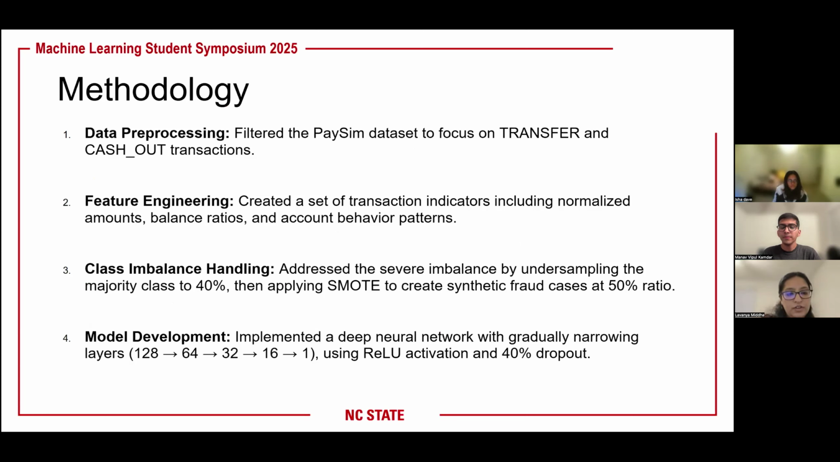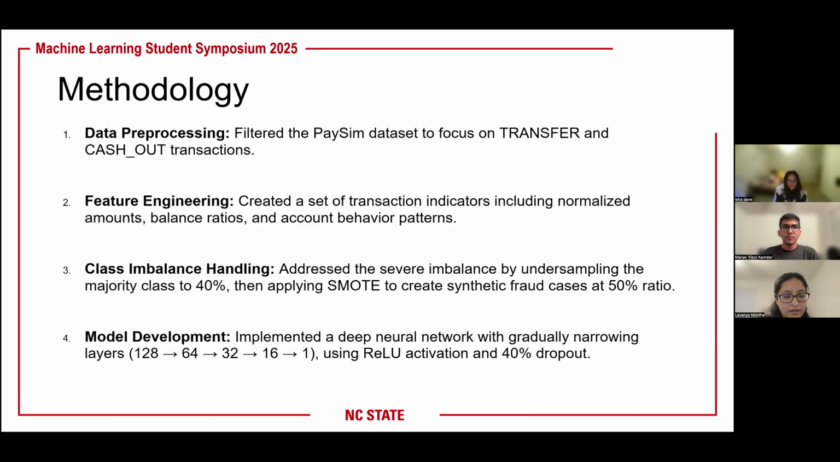For the methodology, we first conducted data pre-processing in which we filtered out transactions for transfer and cash out categories, which basically contained the fraud transactions in our dataset. We then performed feature engineering in which we normalized our data and we also converted the categorical values into numerical format using label encoder.